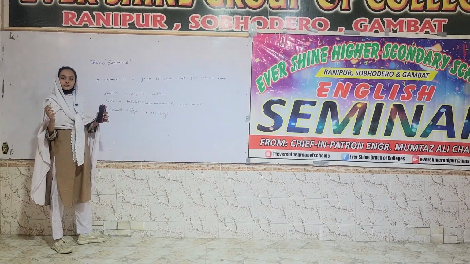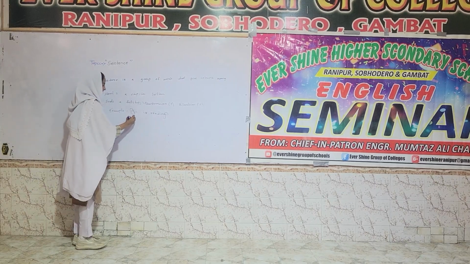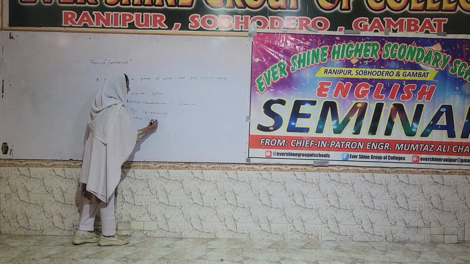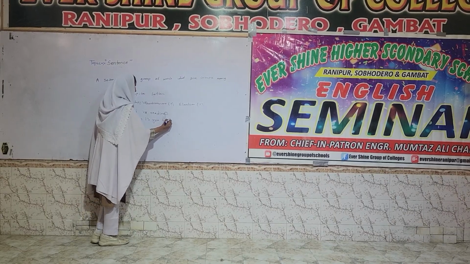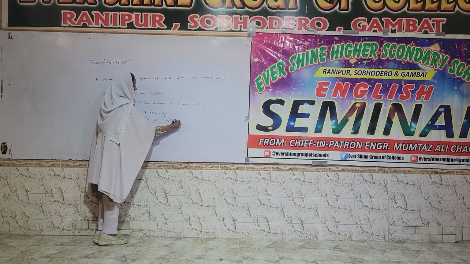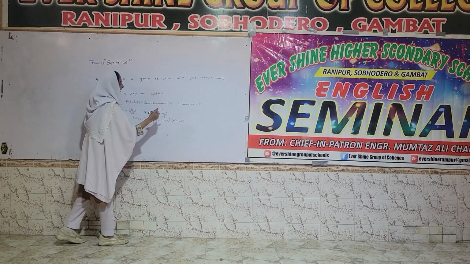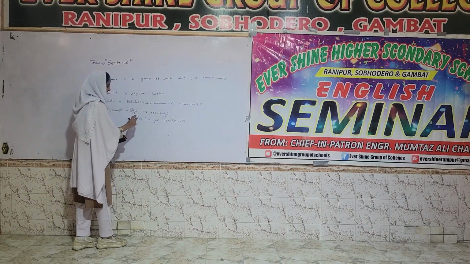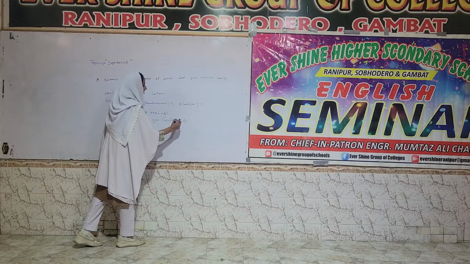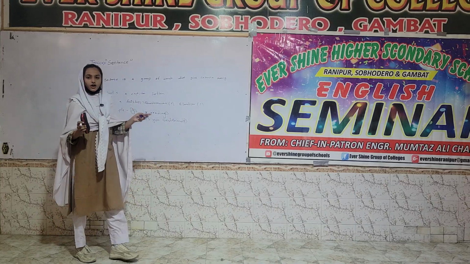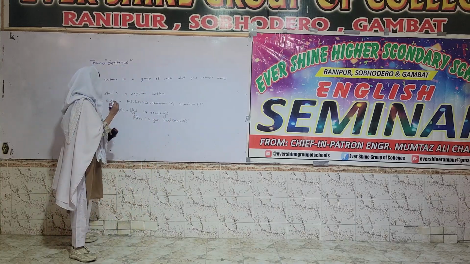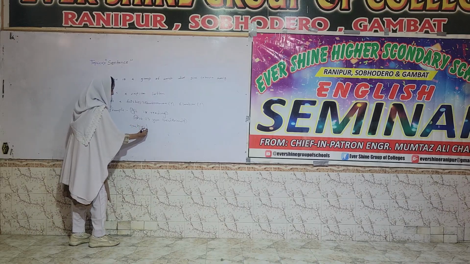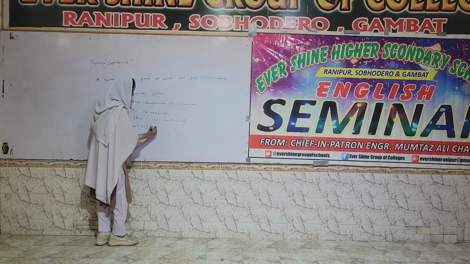In interrogative, who is your best friend? It is a sentence of interrogative. It also started with a capital letter and ended with a question mark. Now there are two parts of a sentence. Number one, subject, and number two, predicate.